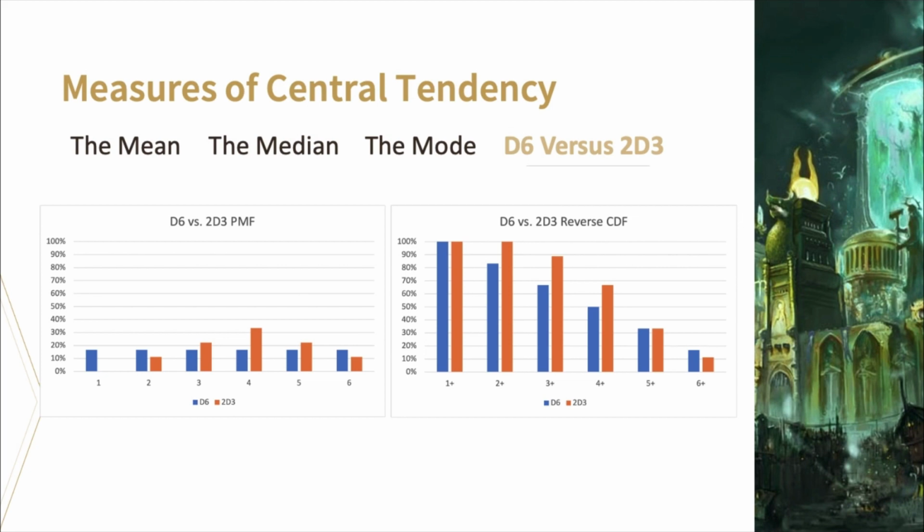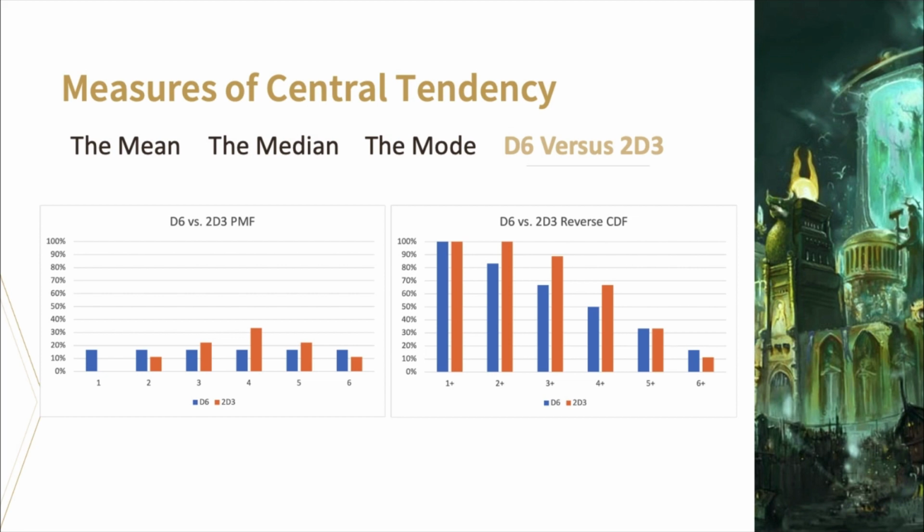And there you can see that the 2D3 performs as well or better than the D6 up until the 5 plus threshold. So it's matching it. The 2D3 is doing better up to that point, but for a 6 plus, the D6 just narrowly outperforms 2D3.